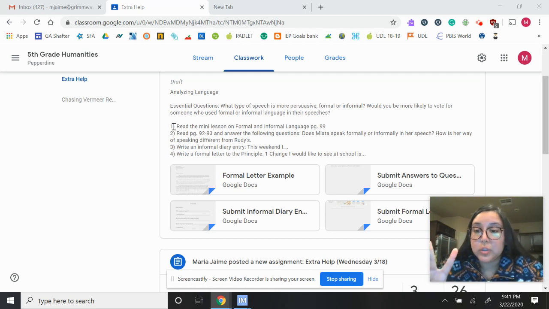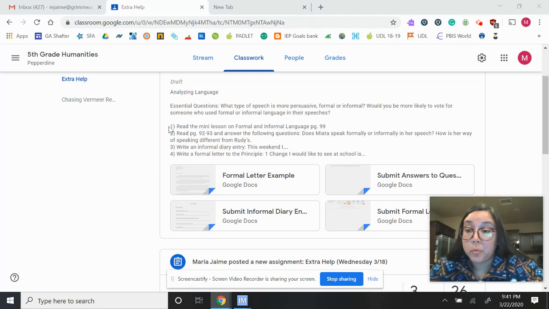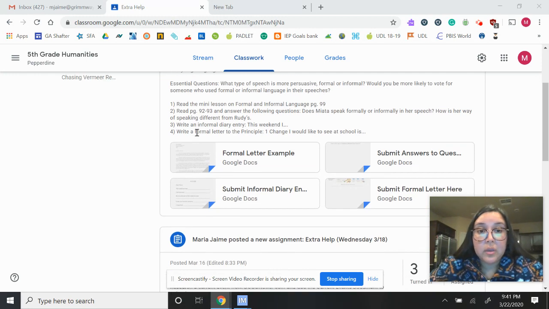All right, so there's two things that you have to do for reading, and there's a couple of things that have to get done today for writing. The first thing you want to do is become familiar with what formal and informal language is. So you're going to do that by reading the mini lesson on page 99, and you're going to get some examples of what that is.